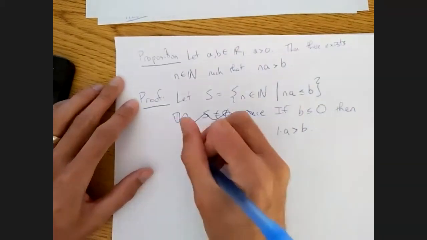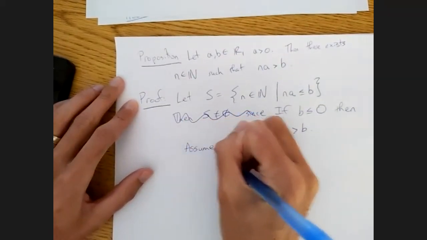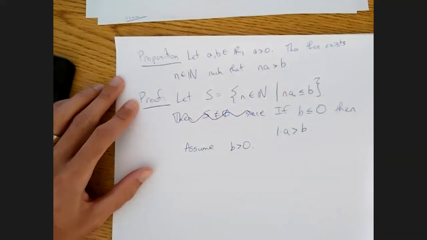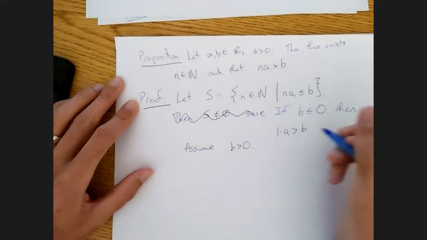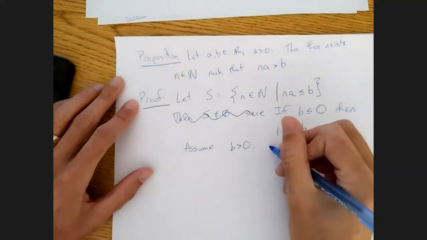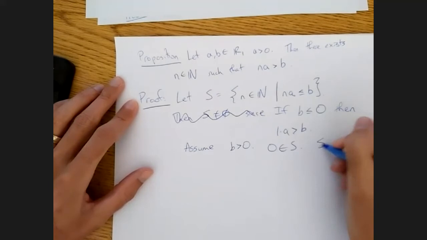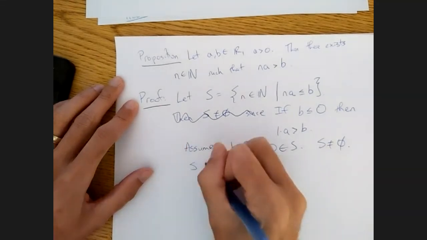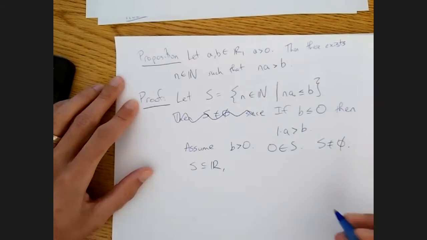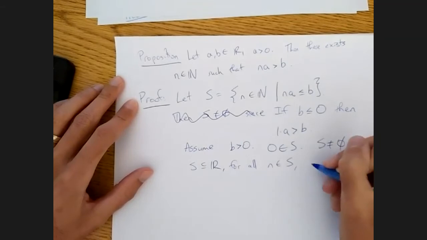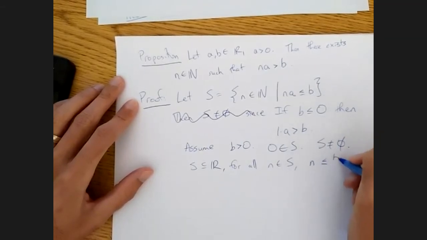Okay, so now we can assume B is greater than zero. And so if B is greater than zero, then zero times A is less than or equal to B. So zero is in S. So S is non-empty. Okay, now we have a non-empty subset of real numbers. And also, for all N in S, we have N is less than or equal to B over A.